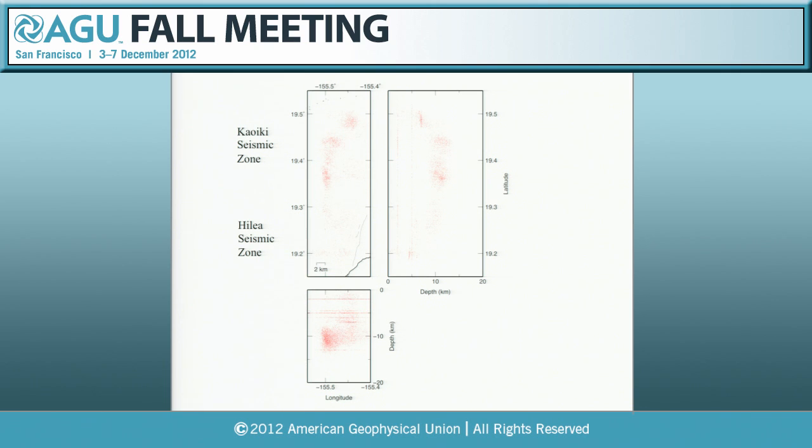And now if I go to the relocations, you can see how much things will sharpen up. So if I toggle back, catalog locations, new locations, catalog locations, new locations. So there's a huge improvement. You can see, in particular, the detachment that is thought to be below the main island of Hawaii.